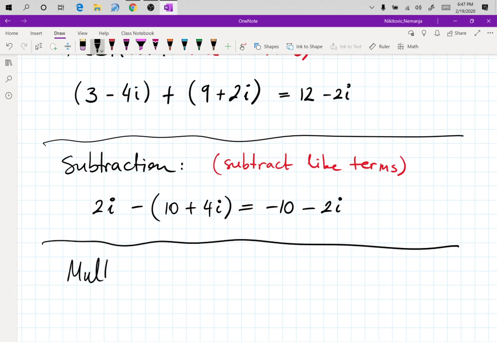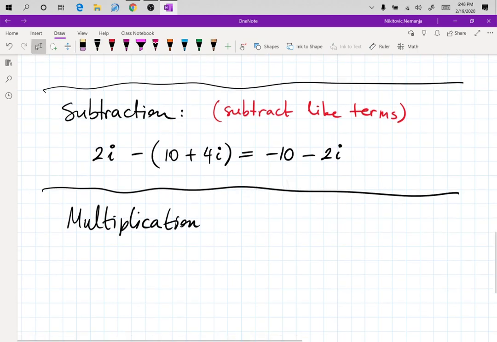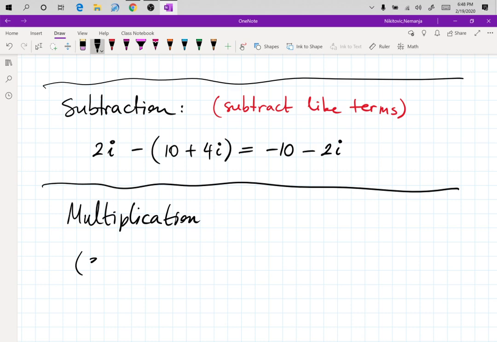Multiplication. Say you have 3 plus 2i times 4 minus 6i. Which one? FOIL, yes. Very good. Now I have to write here, and you cannot leave it. You have to use it.